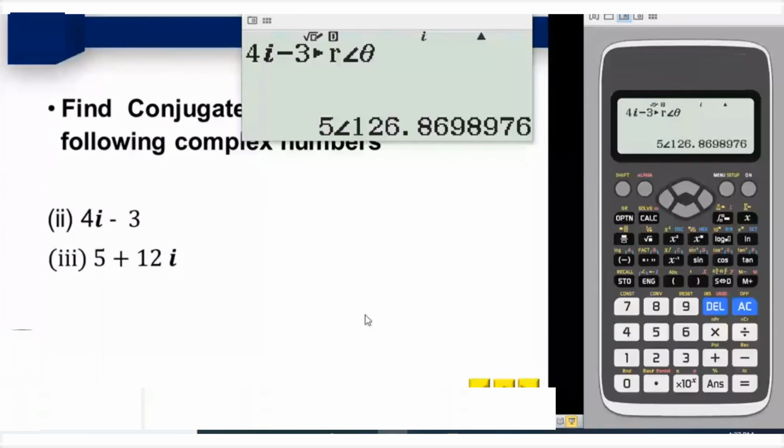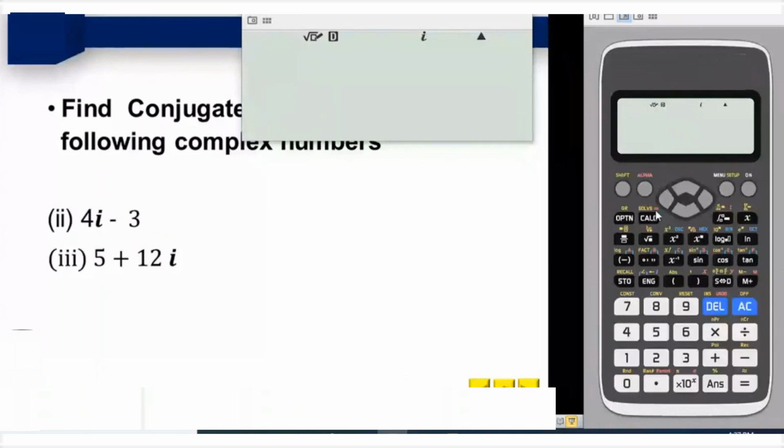And for part 3, I will press option, I will press 2. I need to find the conjugate of 5 plus 12 iota, and I will close the bracket. The answer is 5 minus 12 iota, which is very obvious because the sign before the imaginary number changes.